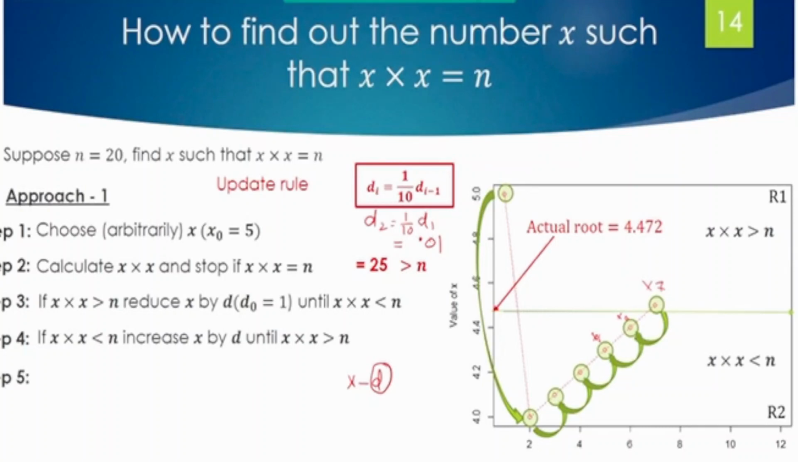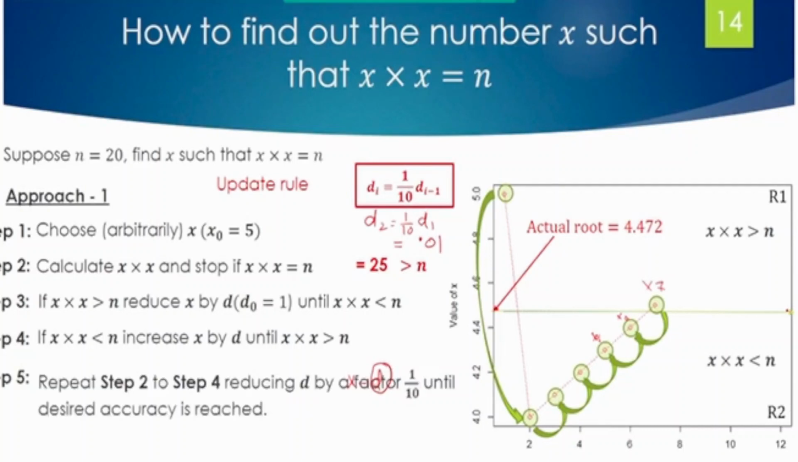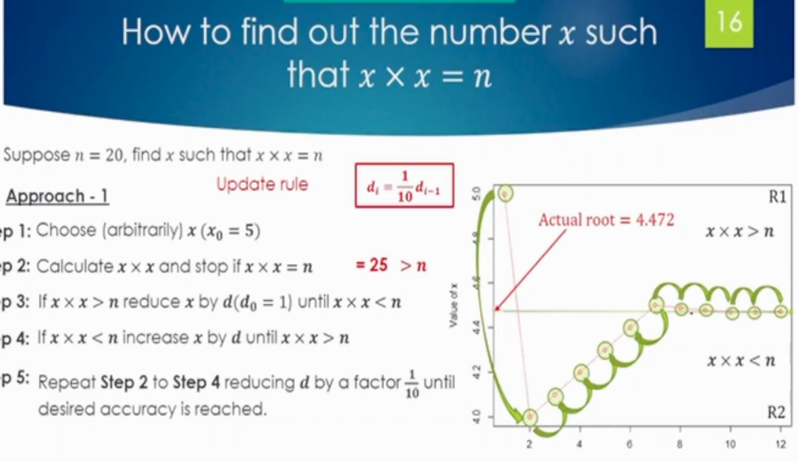So now step 5, we actually do this alternative movement again and again until we reach the actual root. So repeat step 2 to 4, reducing d by a factor of 1 by 10. When will you reduce this? When you shift your movement. If you are not shifting your movement, like in this case, you should not change your d, because the same d could be used. Now again I need to decrease it by 0.01, keep on decreasing.